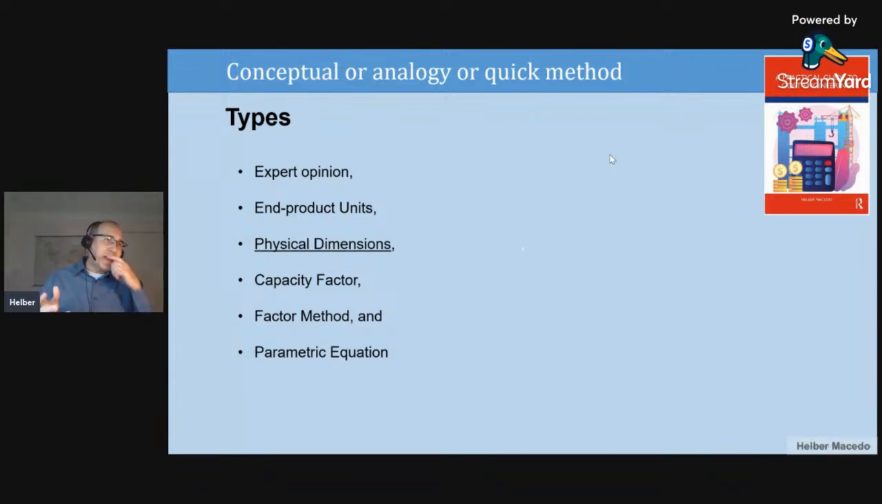The second type is end product units. So here you say, look, I believe that the cost for the room, for this bedroom, for a hotel for example, is 1,000. So if I'm looking for a place for 10 bedrooms, I multiply 1,000 by 10, and I will get my order of magnitude for my hotel. So from one unit, I will multiply to my total, and I will get my cost.